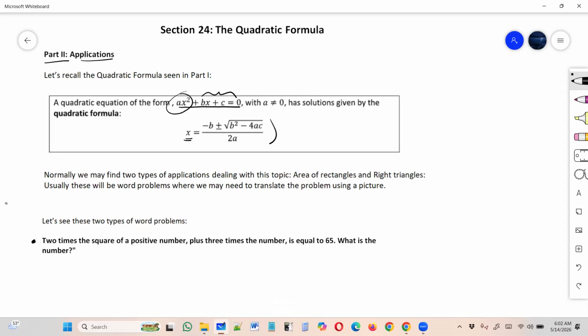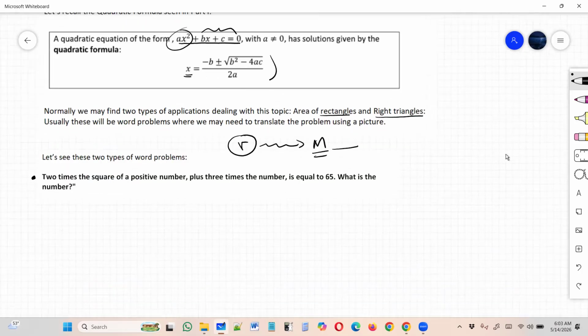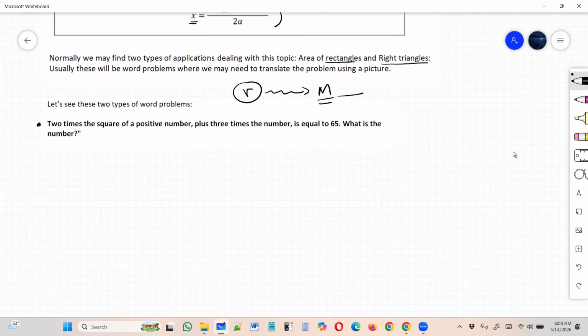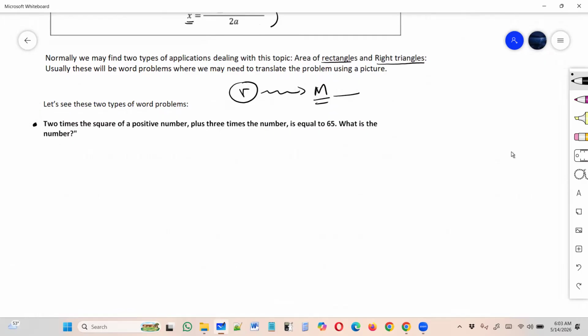So the two types of applications might be, one, more of a mathematical problem, and the second, one that may involve more geometric figures. In either case, we're going to have a verbal problem that needs to be converted to a mathematical problem and then solved. Okay? All right, so let's take a look at the first type of problem. These are the more mathematical problems.